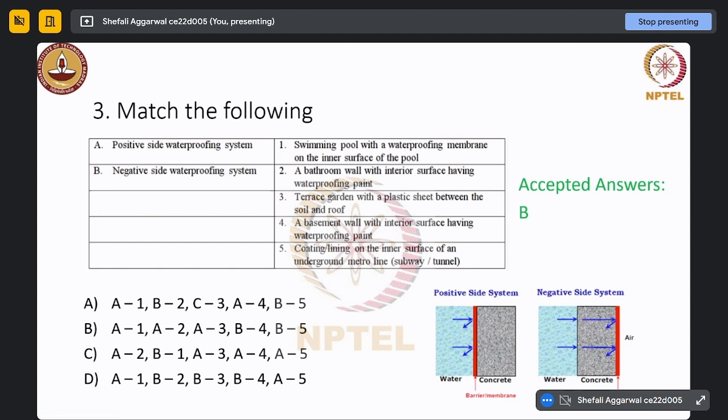The fourth one is basement. Negative. See, in basement, imagine this is soil, then concrete, and we are providing waterproofing paint on the inside of the concrete. Means it's not between concrete and moisture, so that's why it will be a negative side waterproofing. Okay.